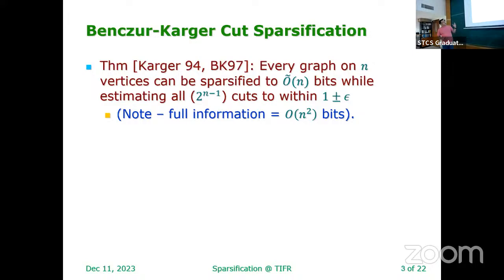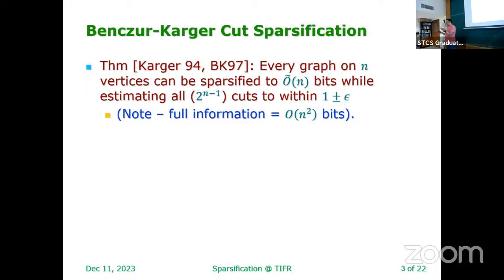All right, so let's start with a good example. This is the classical example. Benczur and Karger, primarily Karger, started this line of work where they said that you can compress a graph to roughly linear in n number of bits, nearly linear, I'm ignoring polylogarithmic factors, but a graph on n vertices could potentially take n squared bits to describe.